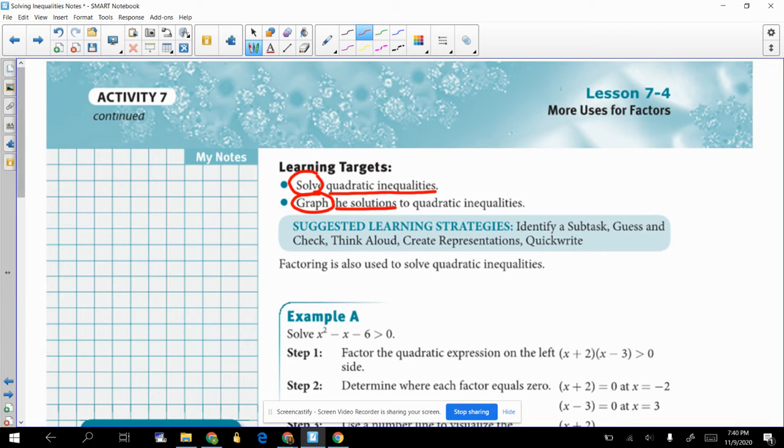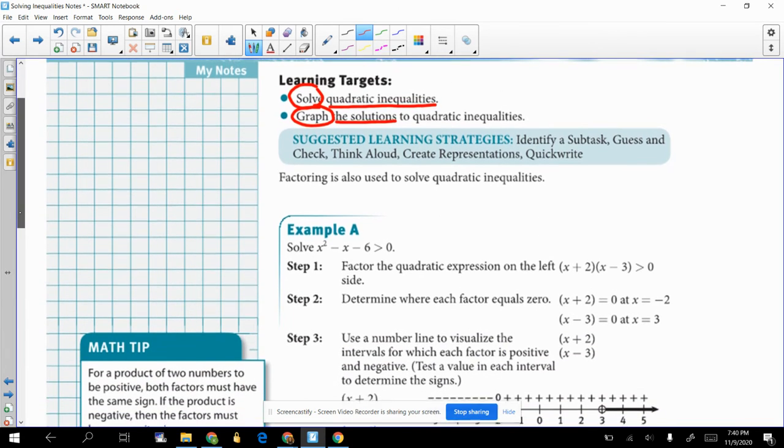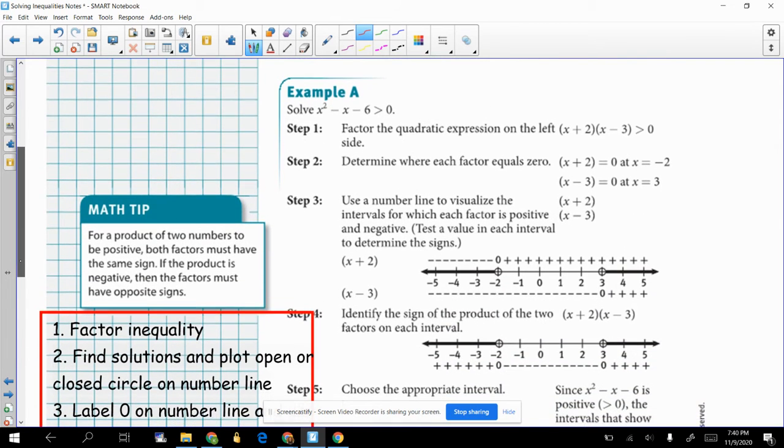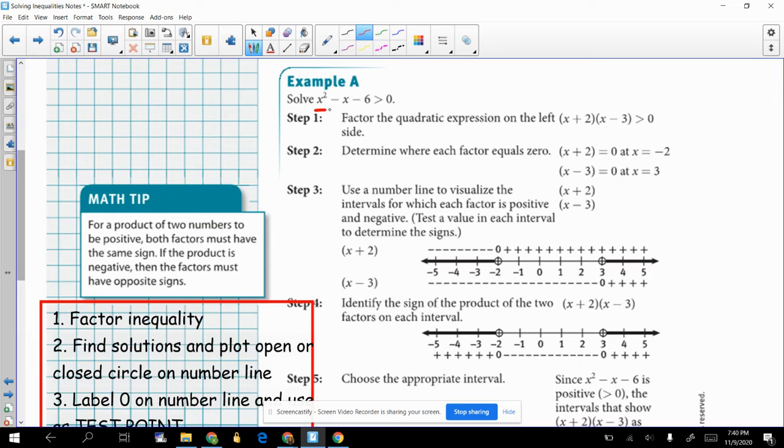Okay, so it says here, factoring is also used to solve quadratic inequalities. So basically what we're looking at here, it looks very similar to a quadratic equation, but there's an inequality sign instead of an equal sign. So it's going to be pretty similar.